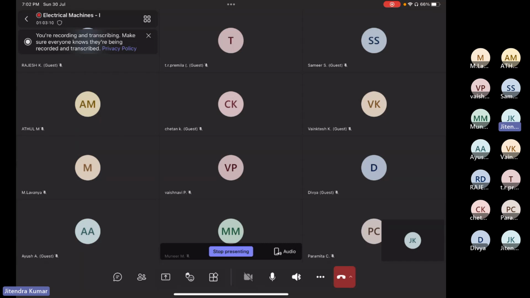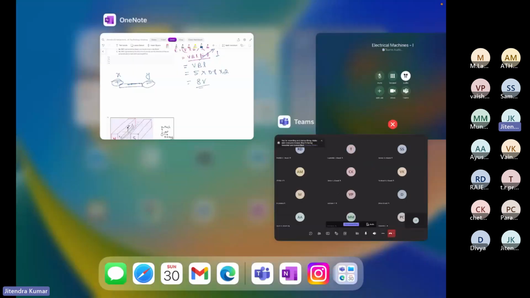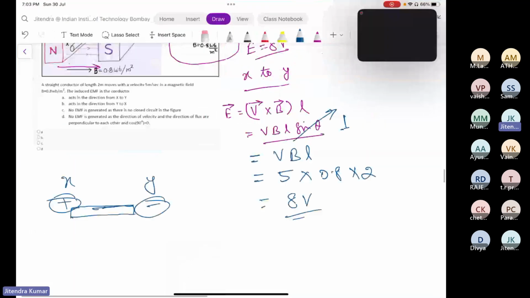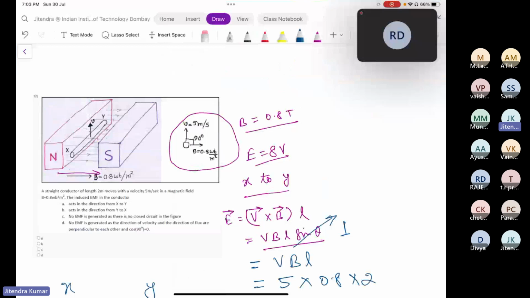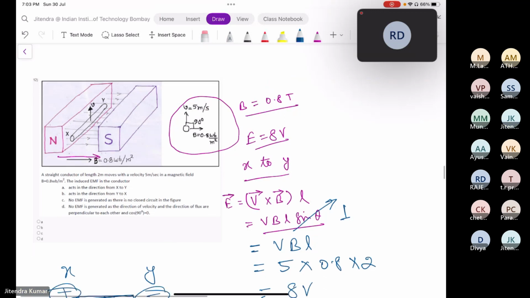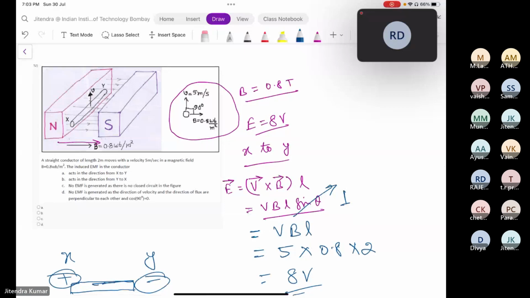To turn on the camera, I have to stop presenting. So let me just tell you. You place your palm in the direction of the velocity of the conductor and curl your palm towards the magnetic field. You will be able to rotate your hand by 90 degrees, and then the direction of your thumb will be towards X. Are you getting it? The direction of thumb is towards Y, sir, from X. Are you getting your thumb in the direction of Y or X?